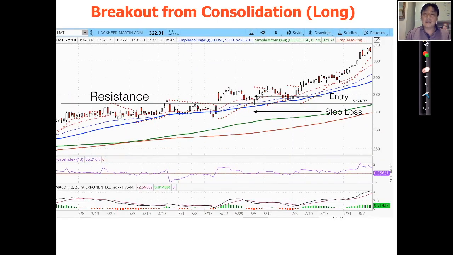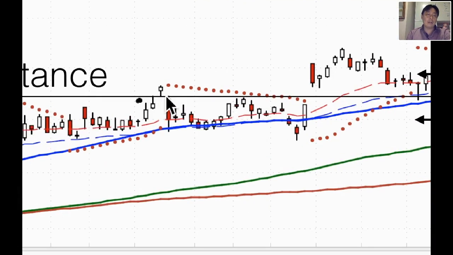Okay, next example is LMT, Lockheed Martin. So again, you can see it was resistance. Now over here, you can see this was a breakout candle. Can you see that was a breakout? Now that was a false breakout because it broke out and came back down, right?